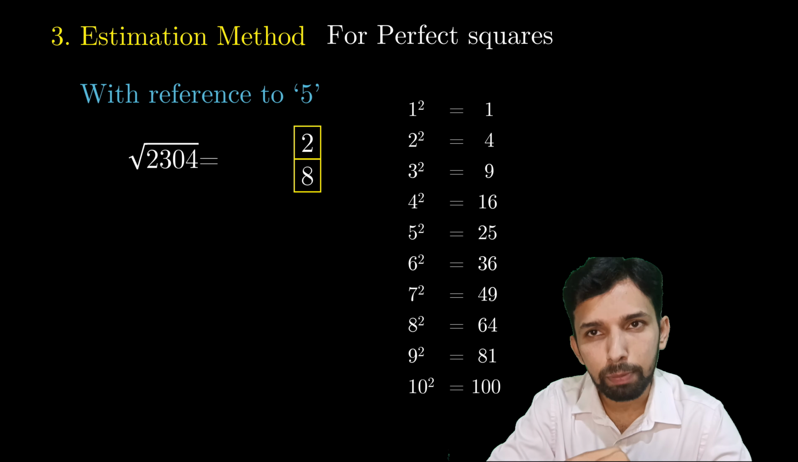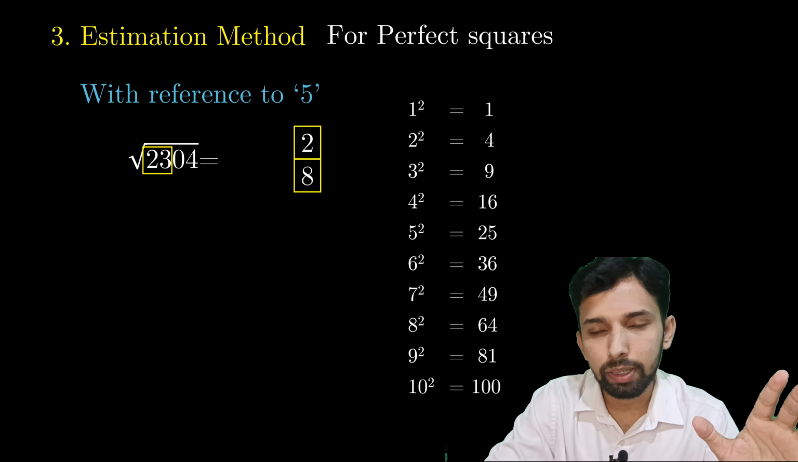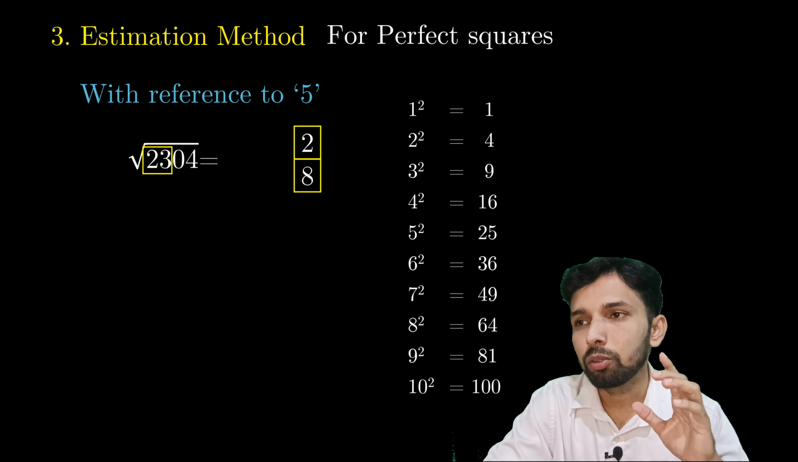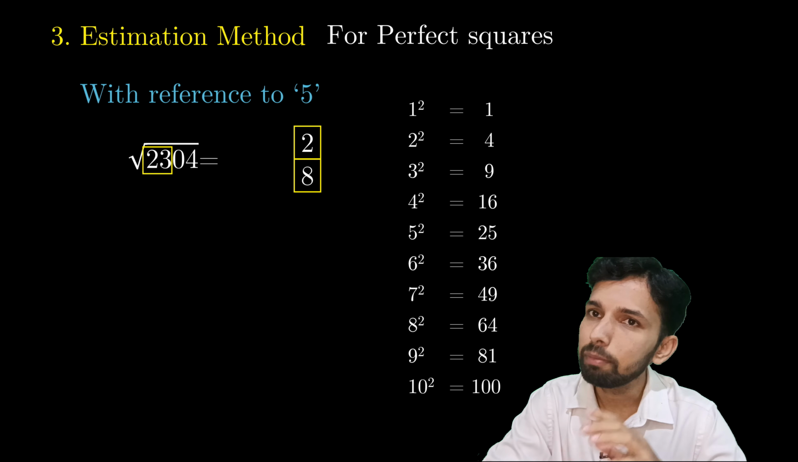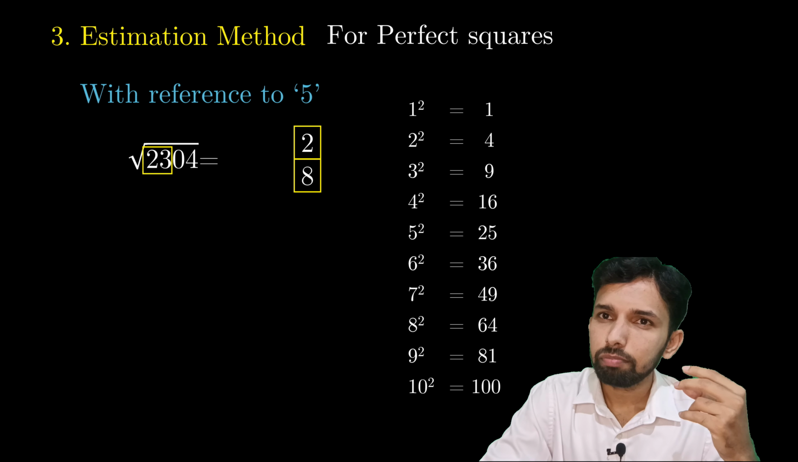Having said that they are perfect squares, this does not apply to all those numbers which are not perfect squares. So please make sure that you know very well that this is a perfect square. Now let's talk about the tens place value, because it is a 4-digit number. So we are going to end up with a 2-digit root, right? So 23, fine.